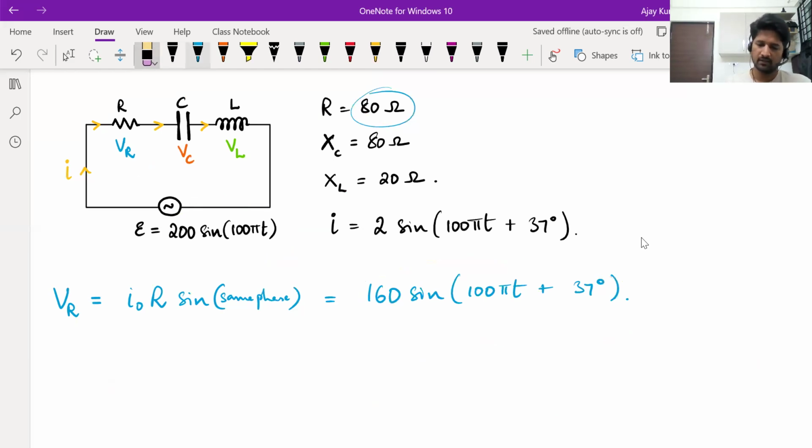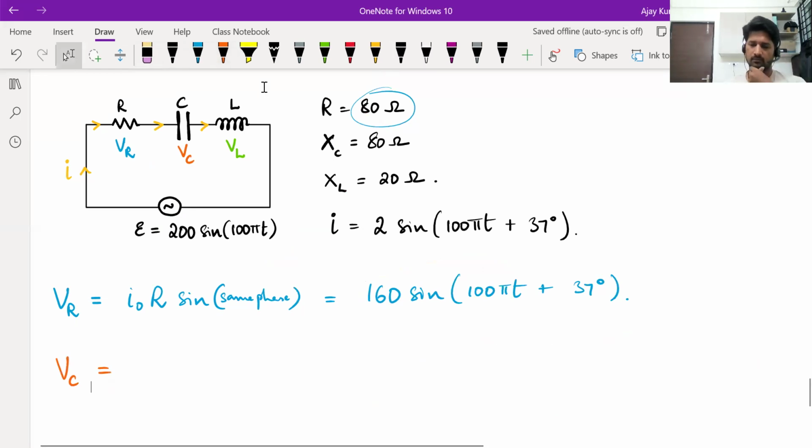Next, voltage across the capacitor. Isha, can you try to answer this? Okay, Isha is not there in the meeting. Pradyun, if you can unmute, you tell. Otherwise, Rishi, you tell the answer.